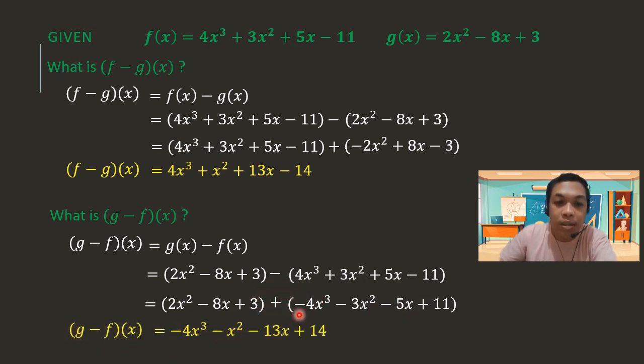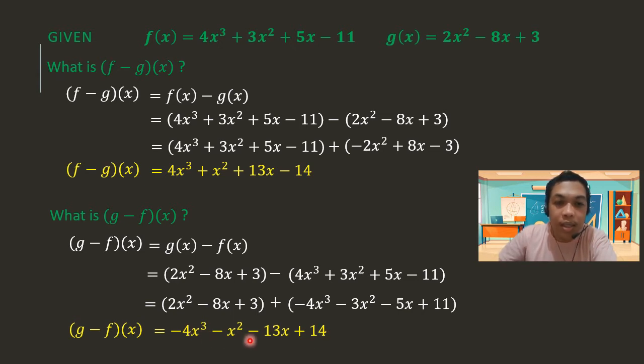So, for our answer, yung negative 4x cubed, wala naman siyang ka-like term with our given. So, retain siya as negative 4x cubed. So, 2x squared plus negative 3x squared, that is negative x squared. Negative 8x plus negative 5x, that is negative 13x. And then 3 plus 11, that is positive 14. So, g minus f of x is equal to negative 4x cubed minus x squared minus 13x plus 14.